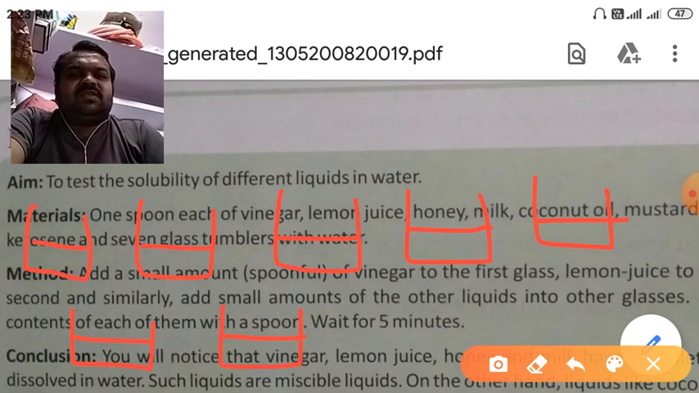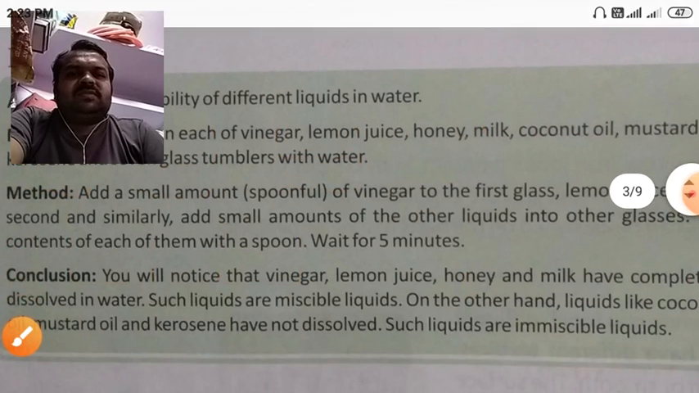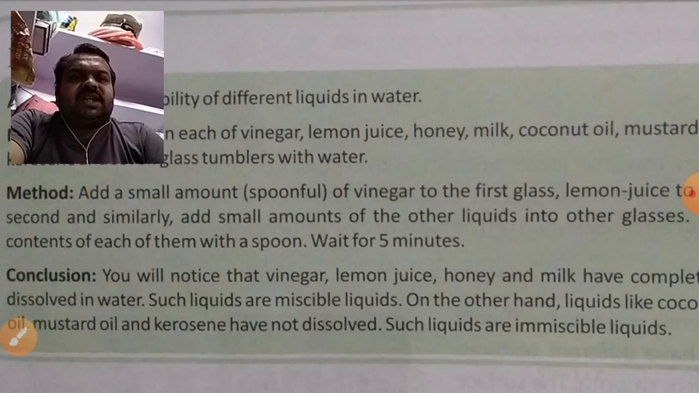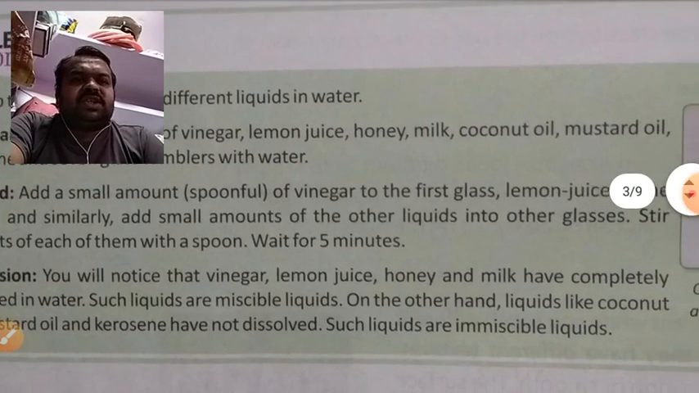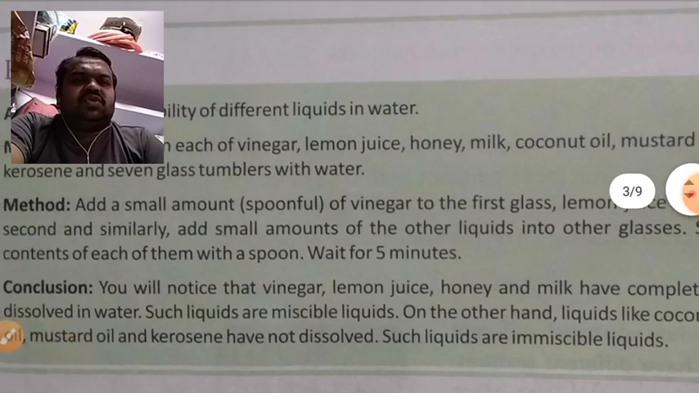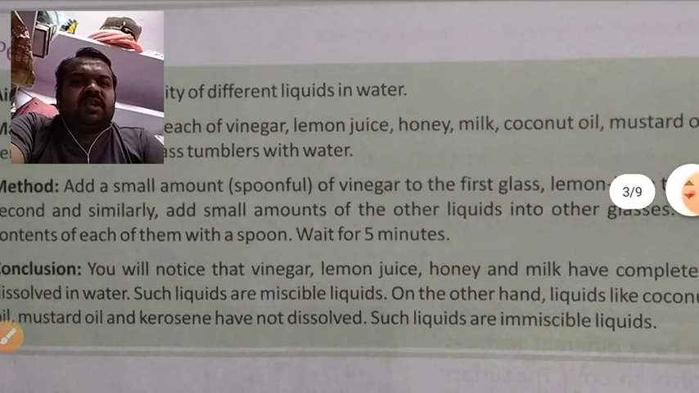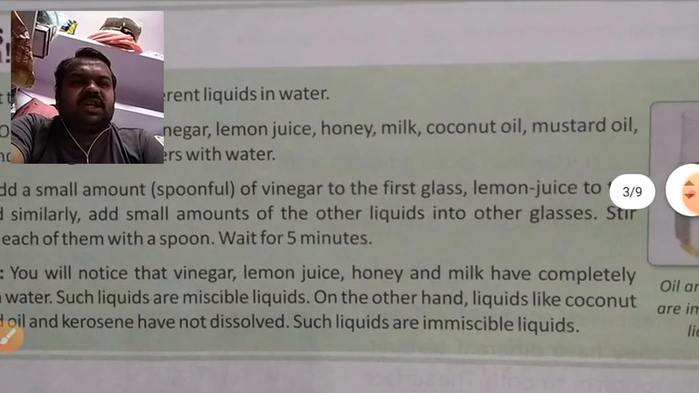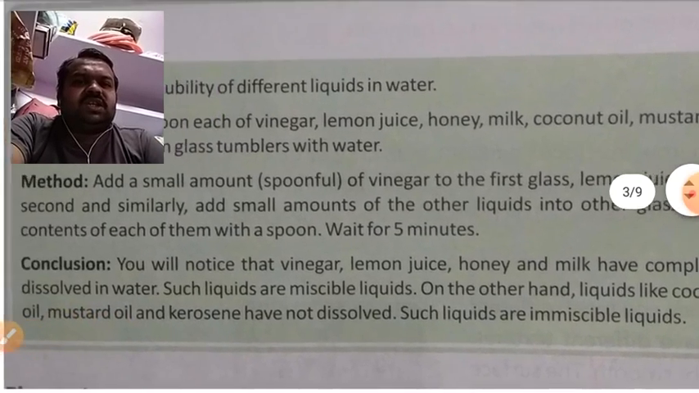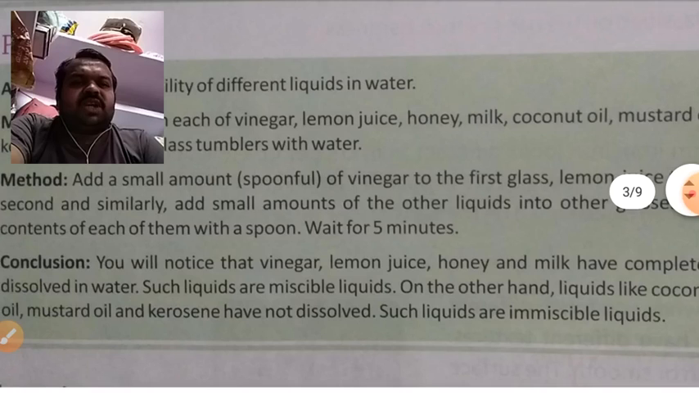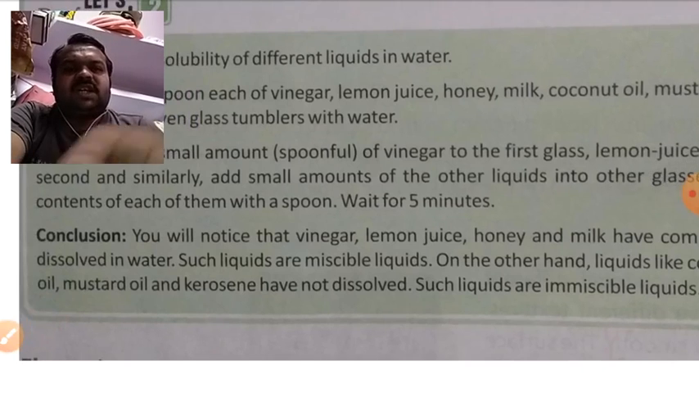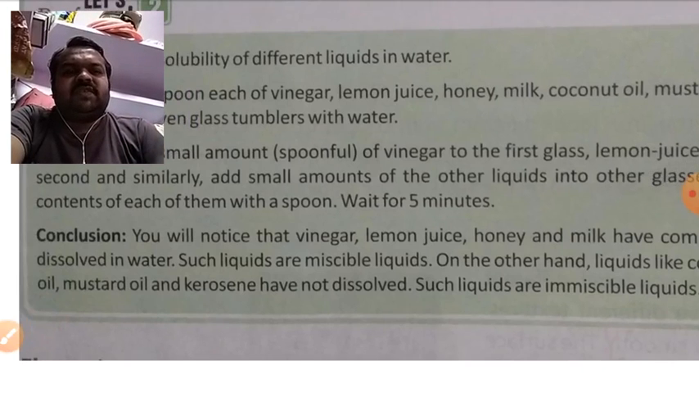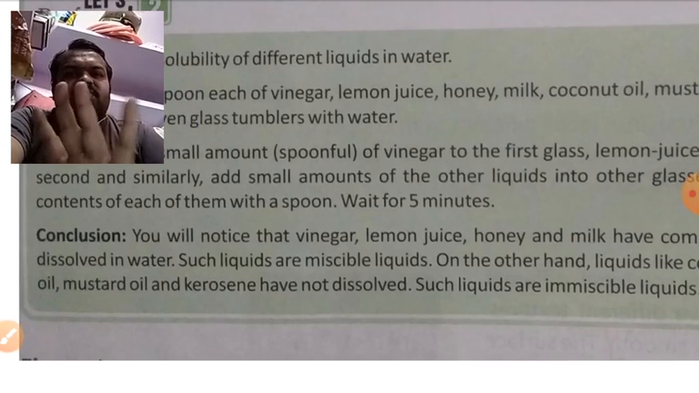Okay, now let's see what the method is. Add a small amount, a spoonful, of vinegar to the first glass, lemon juice to the second, and similarly add a small amount of the other liquids into the other glasses. As I have told you, stir the contents of each of them with a spoon and wait for 5 minutes.